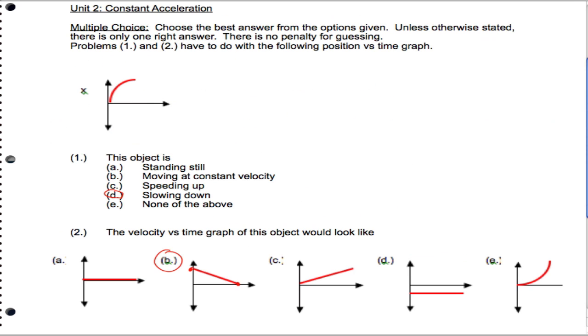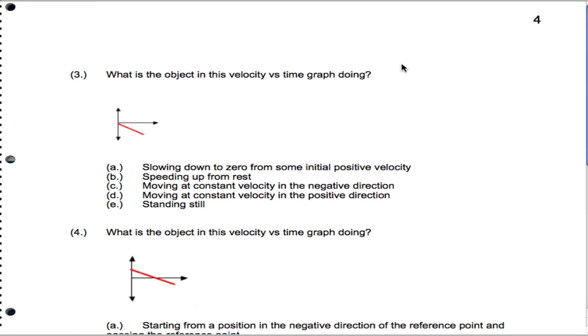Continuing on, question number 3. What is the object in this velocity versus time graph doing? It's starting from rest and it's going backwards faster and faster. So let's see if we can find something that says that. Speeding up from rest, that's the closest we get to the right answer.